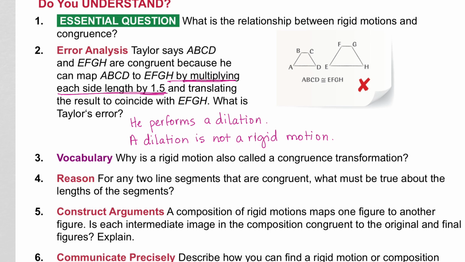Vocabulary. Why is a rigid motion also called a congruence transformation? Because the shape and the size of the figure does not change.